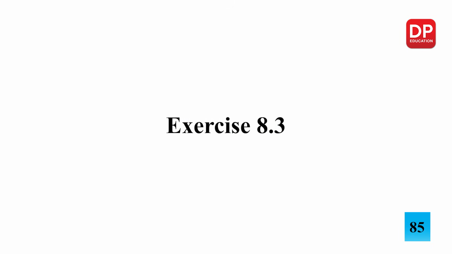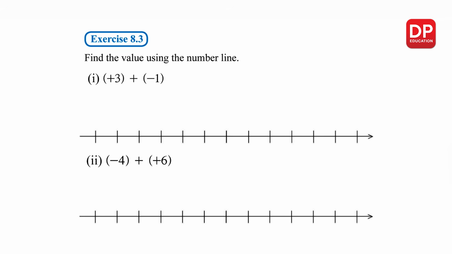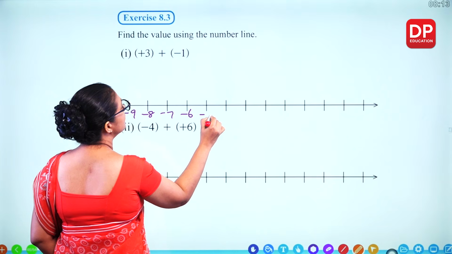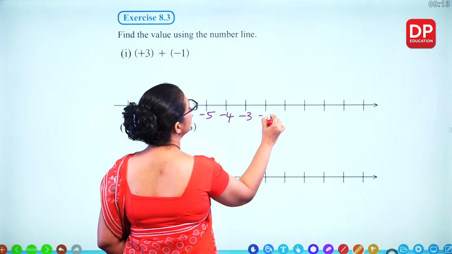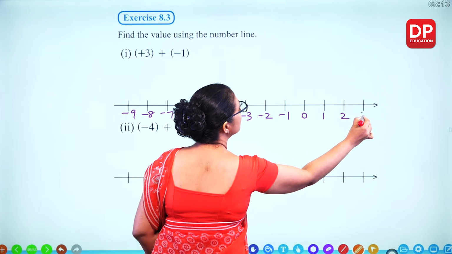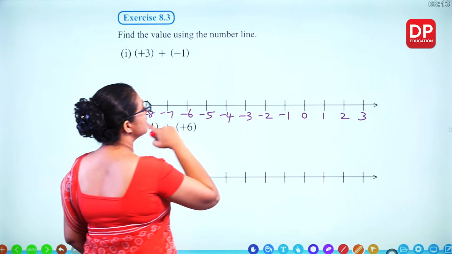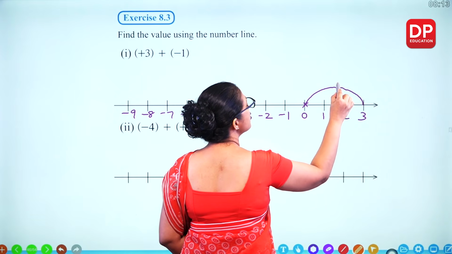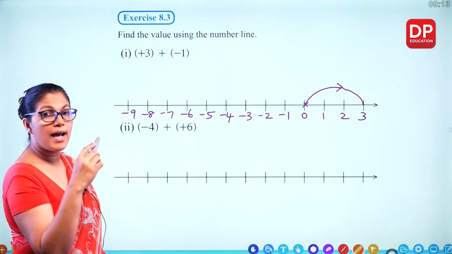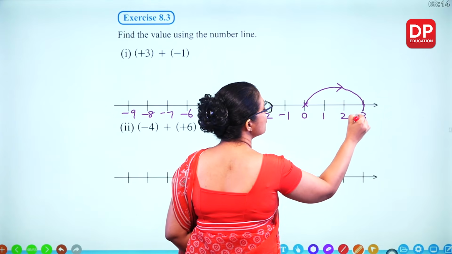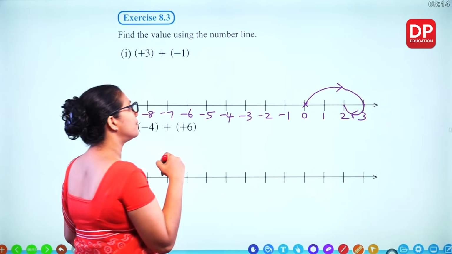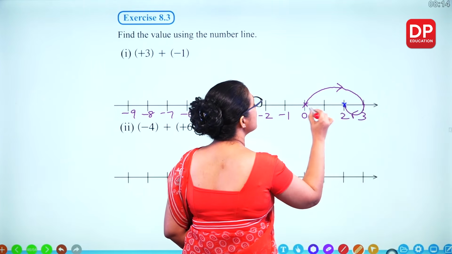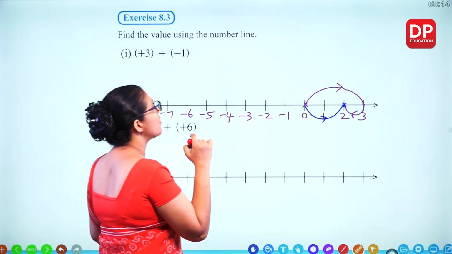Exercise 8.3. Find the value using the number line. Plus 3 and negative 1. Plus 3. Starting from this one, plus 3 means towards right side 3 squares. Then negative 1 means 1 square to the left. So what's the answer there? You get here to here. That's positive 2.